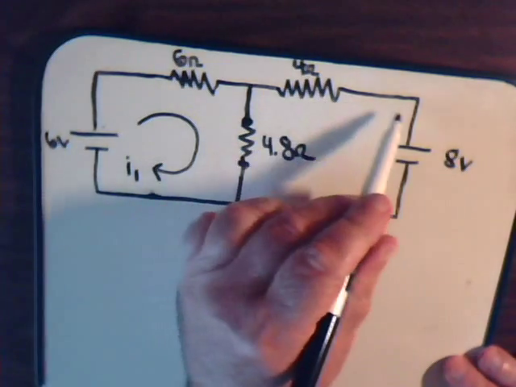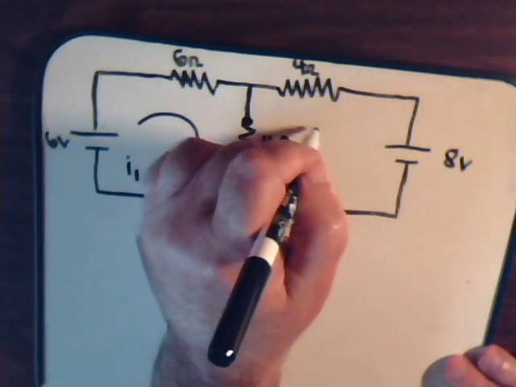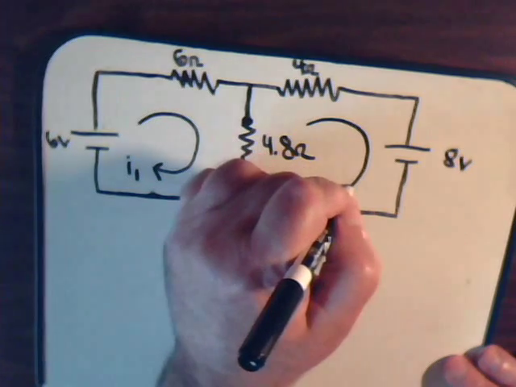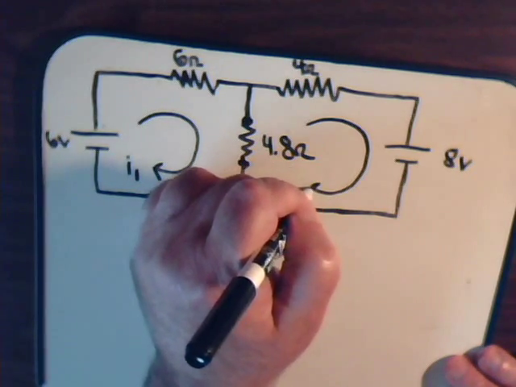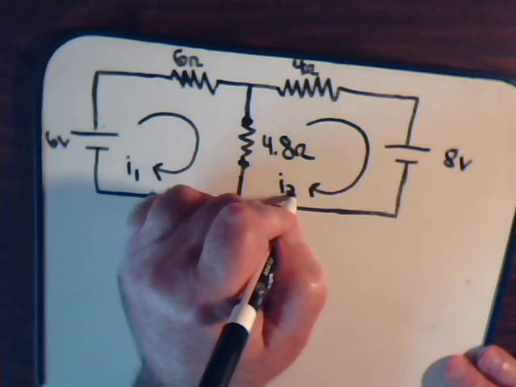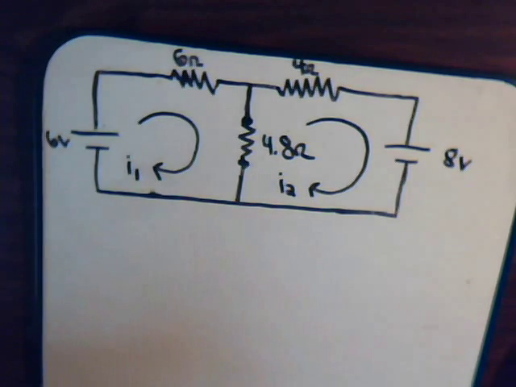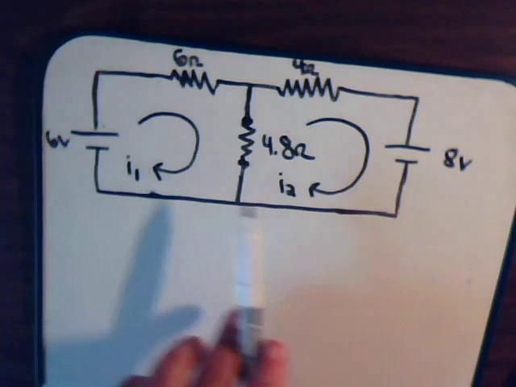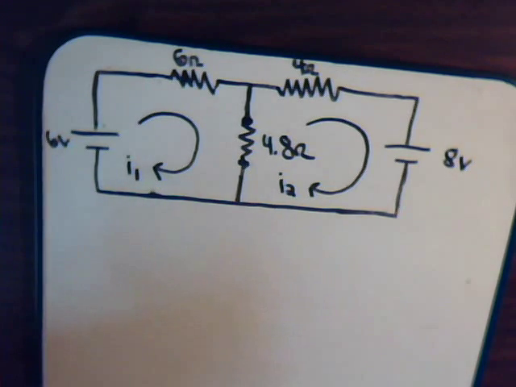And then here in this part of the circuit there's another loop current, I2, and we assume it's flowing in a clockwise direction. And if you've watched the previous videos, you know that when we solve for the magnitude of these loop currents, if we get a negative sign next to it, that means that our assumed direction was incorrect and we have to go back and change it.